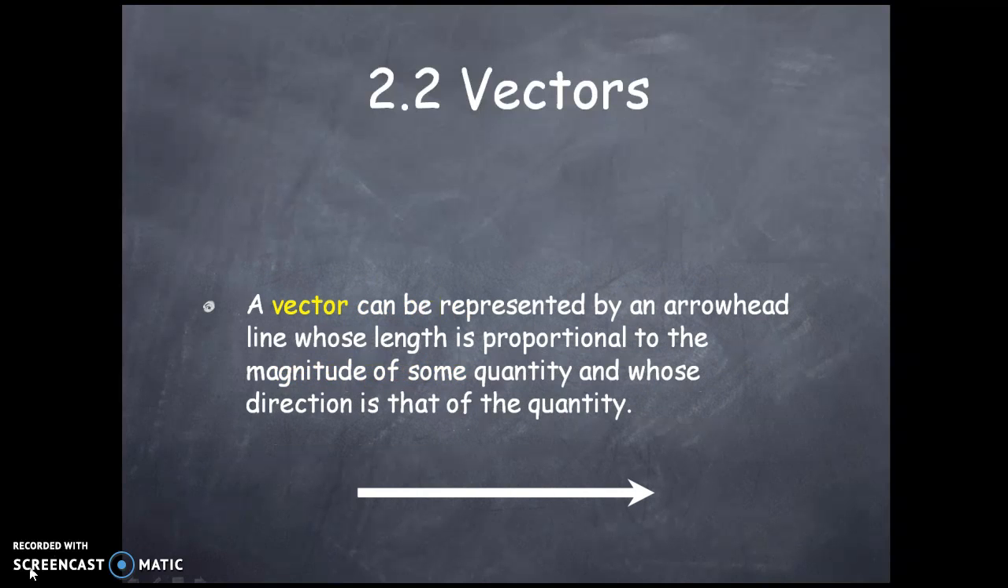A vector can be represented by an arrowhead line whose length is proportional to the magnitude of some quantity and whose direction is that of the quantity. So this is how you represent it, and the length of it would be the magnitude of that vector.